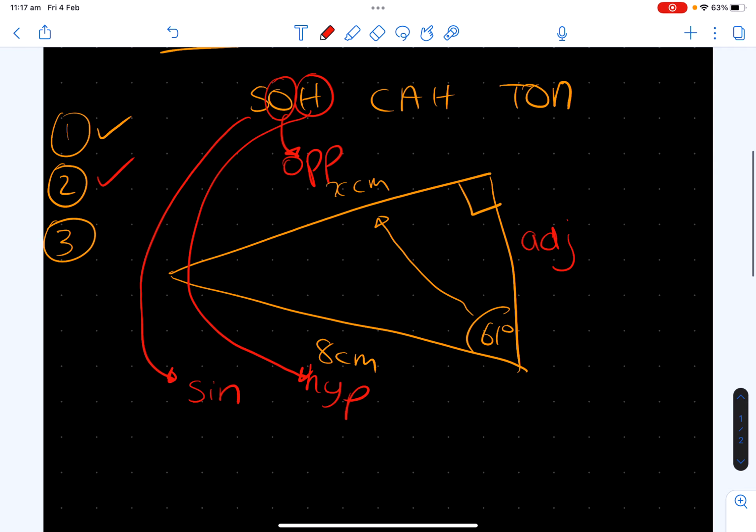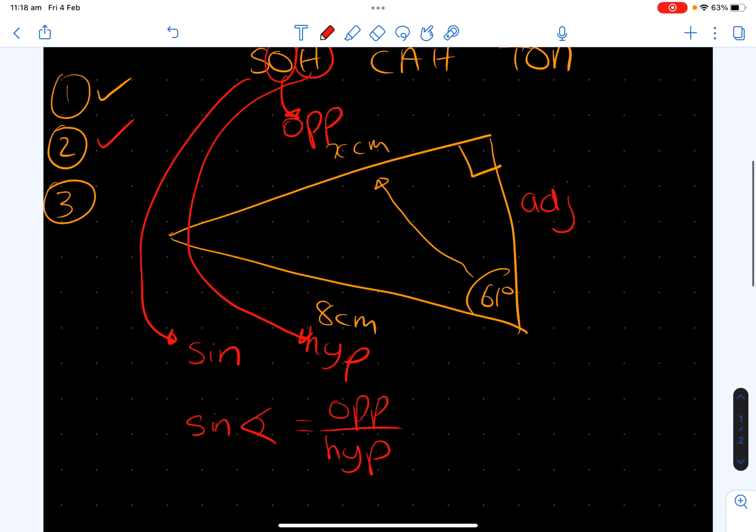So the equation is going to be sine angle. You know what? Let's just write the equation first. Sine angle equals opposite divided by hypotenuse. So we're now going to rewrite this with all of the data we have inputted into the equation. So we're going to write sine 61 equals opposite, which is x, divided by hypotenuse, which is 8. So we've done this, and now the next step is to solve the equation.